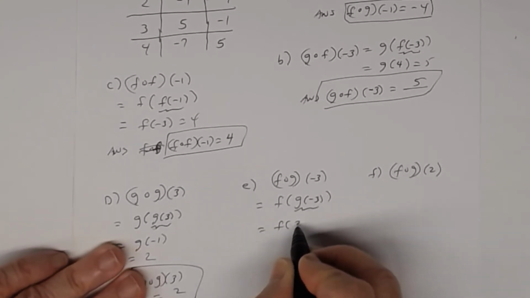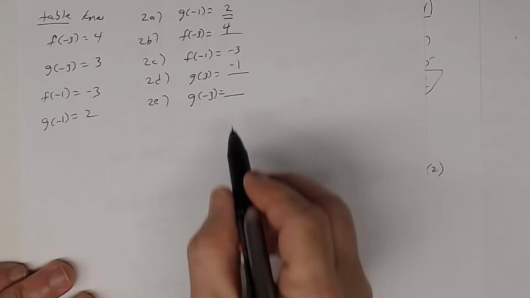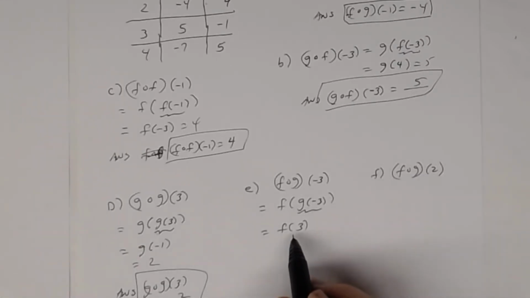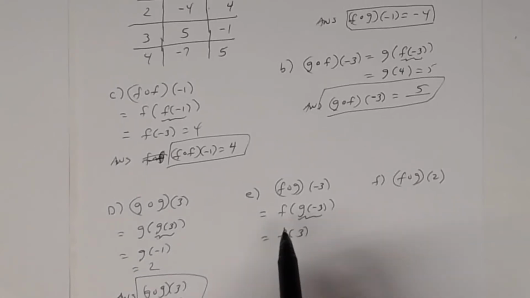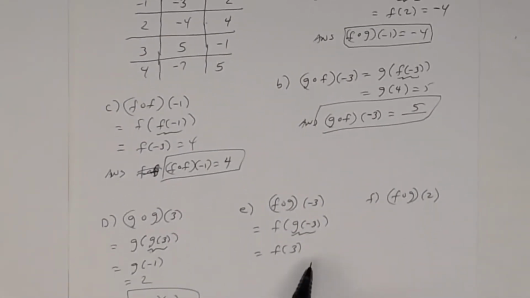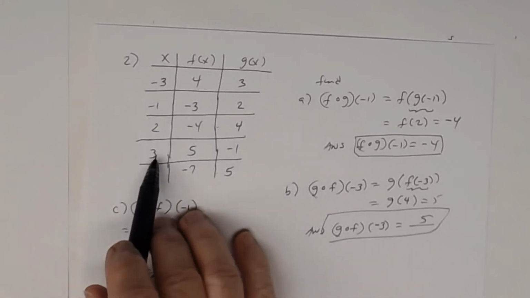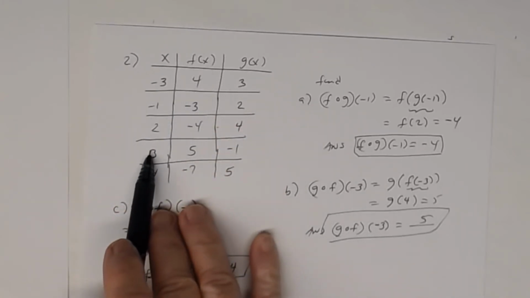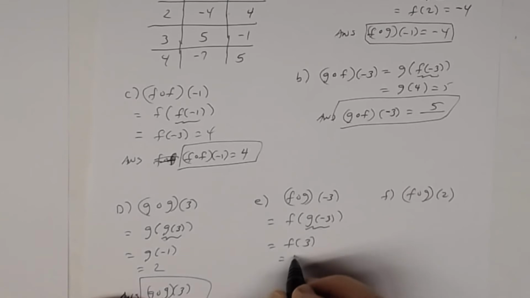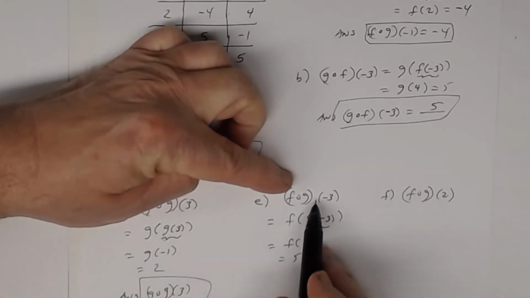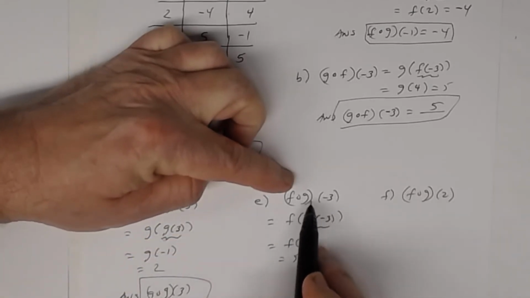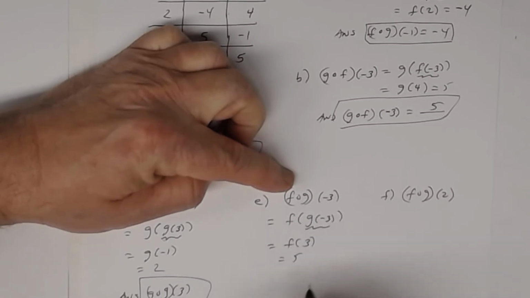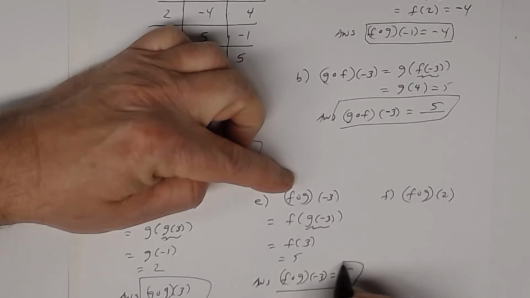So then this becomes f of 3. Remember, g of negative 3 we found to be 3. So now I need to figure out what f of 3 is. I go to my function f, and when x is 3, which is here, f of 3 is 5. So that means this, which was your original problem, is equal to 5. So your answer: f composed with g at negative 3 equals 5.